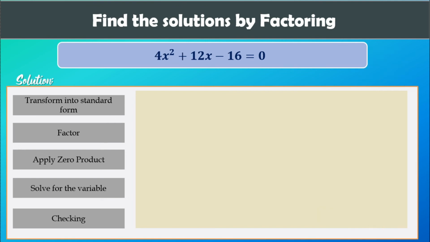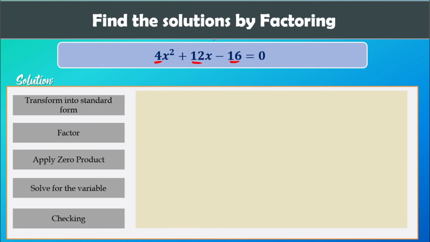Okay, let's have the last solution. Find the solution by factoring 4x squared plus 12x minus 16. In the last example, makikita natin this is in the standard form. Standard form na siya. However, take note that the quadratic equation has a GCF. Meron siyang GCF. Take a look at the terms. Meron siyang 4, meron 12, tsaka yung 16.